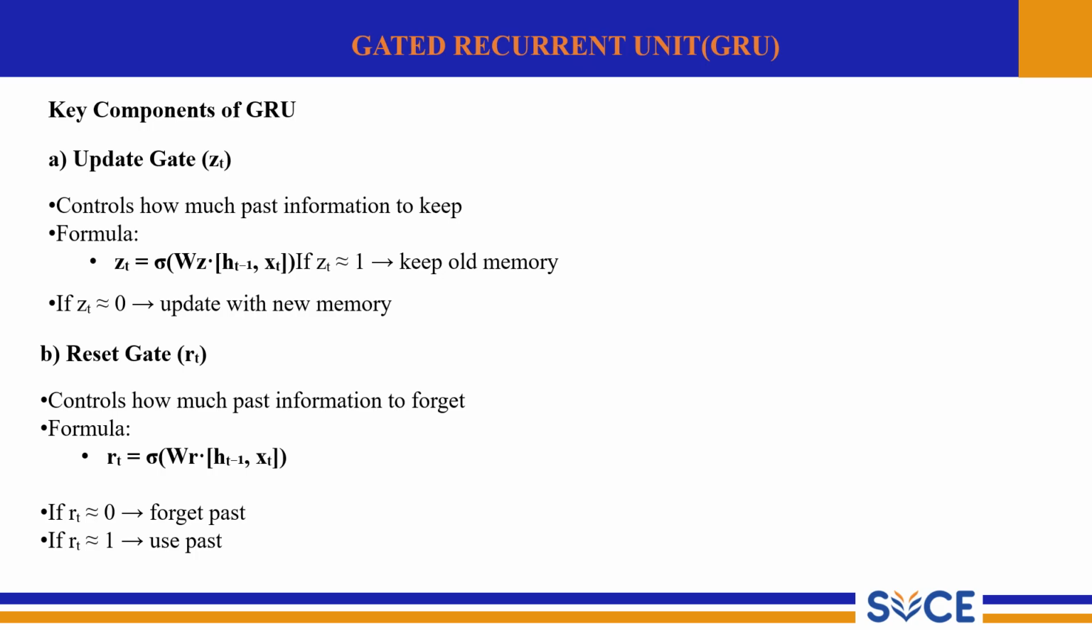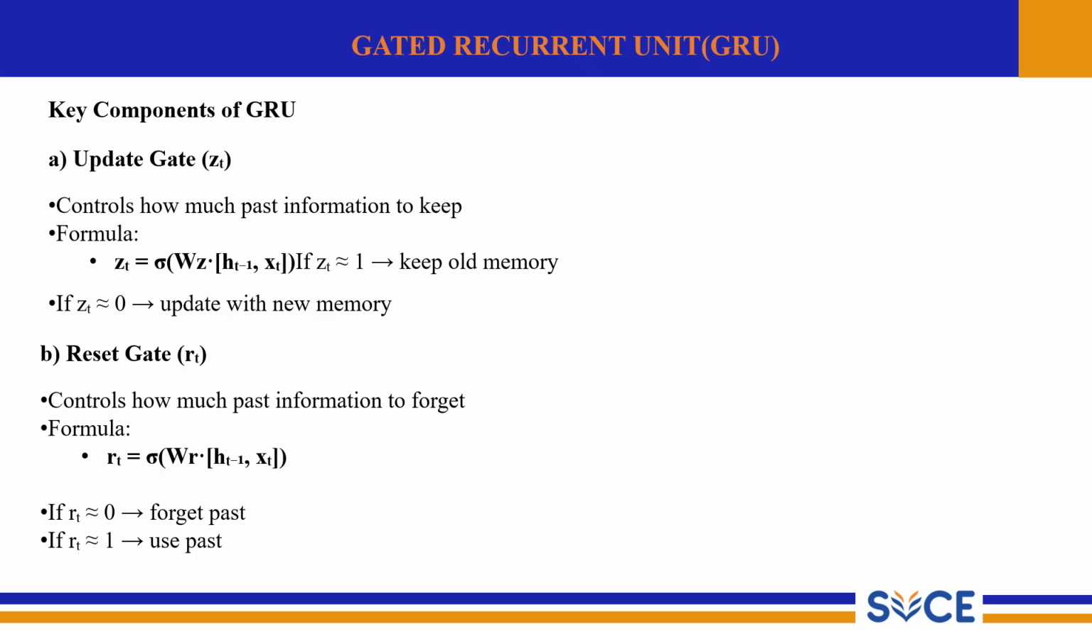So the mathematical formula used here is ZT equal to sigma of WZ times [HT-1, XT]. Here HT-1 is the previous hidden state, the past memory, XT is the current input, and WZ is the weight matrix for the update gate, and sigma is the sigmoid function which outputs values between 0 and 1.